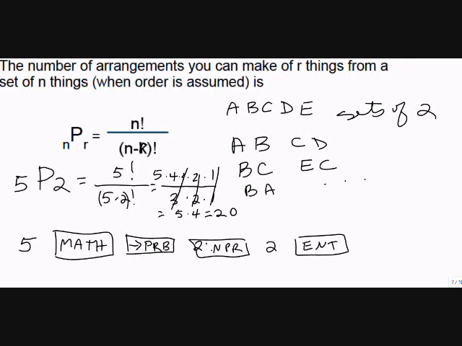Okay, all right. Permutations are used when ordering of the objects is assumed. We say order is important. So let's see why order might be important in some cases and not in others.